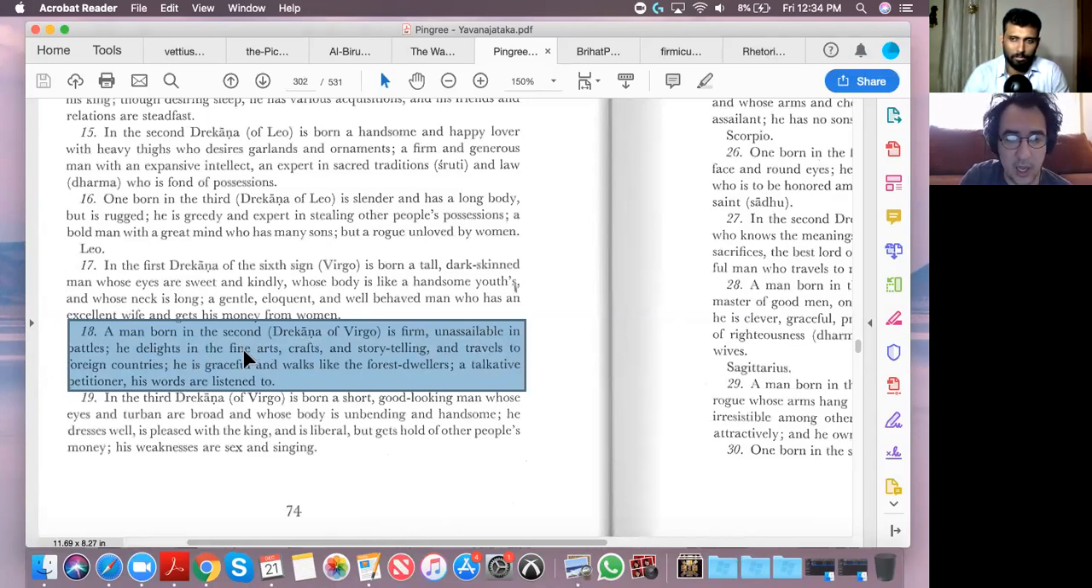Delighting in fine arts and crafts and storytelling. Well, you want to look at planets like Mercury and Venus and see where they are and so on. And travels to foreign countries, you want to look at the 3rd and 9th houses and so on. And you could do an inverse analysis if you wanted. You could take something like this and then just go read the description and look at the different factors that would make a person this way.